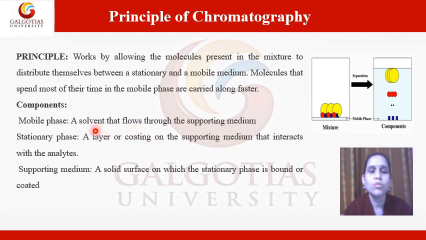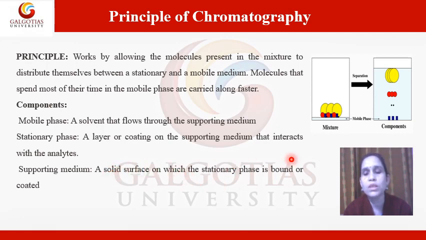These are the components of chromatography: one is the mobile phase and another is the stationary phase. The solvent that flows through the supporting medium is known as the mobile phase. The stationary phase is a layer or coating on the supporting medium that interacts with the compounds, mixtures or analytes. So what is a supporting medium? A solid surface on which the stationary phase is bound or coated is known as the supporting medium.